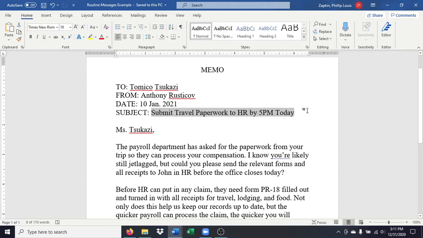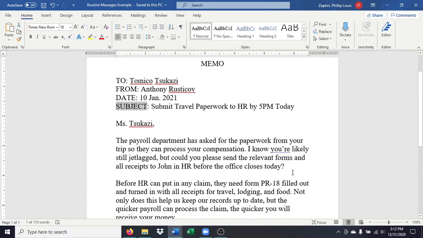today. So that basically gives the reader, which in this case is Tomoko Tsukazi, the information that she needs to comply with this message. It doesn't give her all the details that she needs, but this subject line tells her precisely what this message means to convey. So that's really important. Again, when you're thinking about subject line, you want to be thinking about conveying the core piece of information.